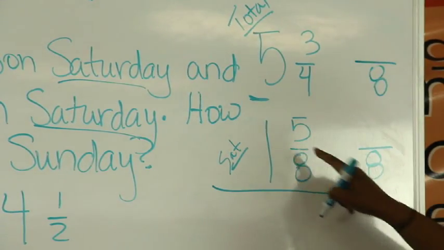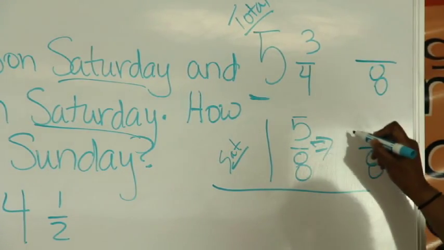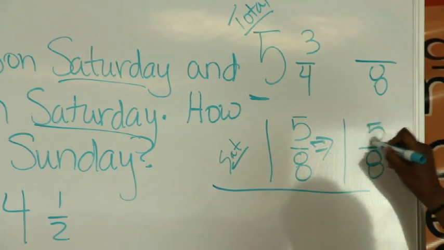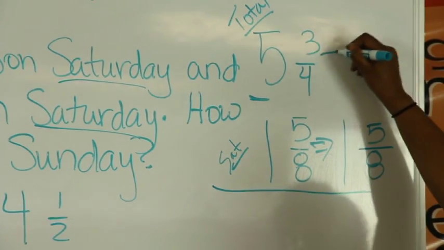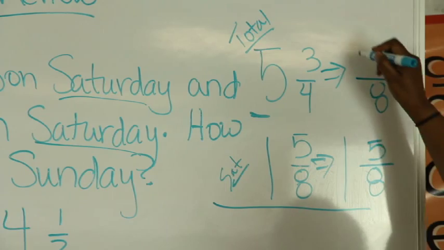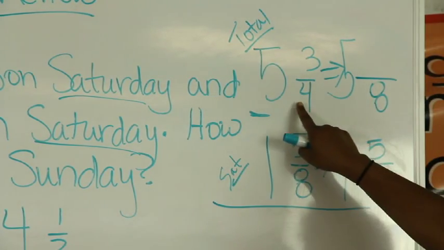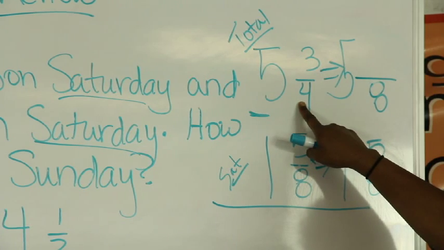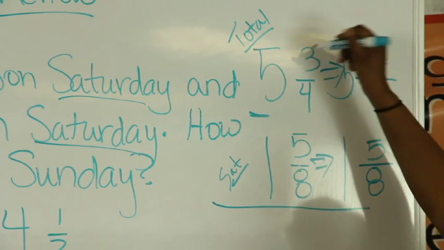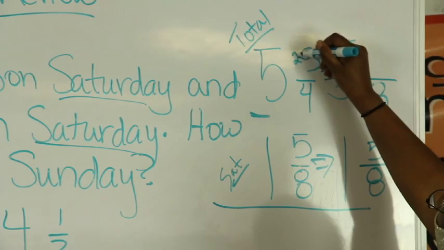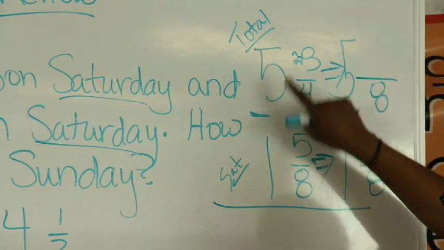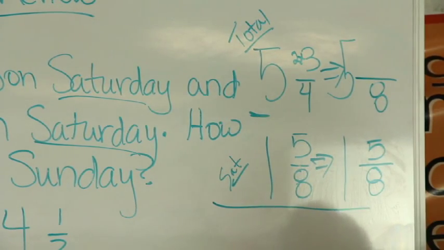So we'll keep this fraction the same. And we have to change this fraction. We'll put the whole number there. So 4 goes into 8 2 times. So we're going to times 3 by 2. 2 times 3 is 6.